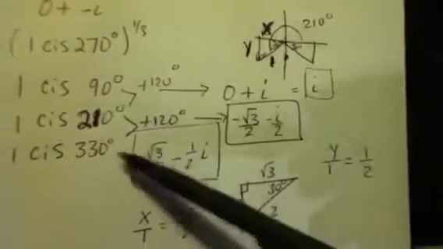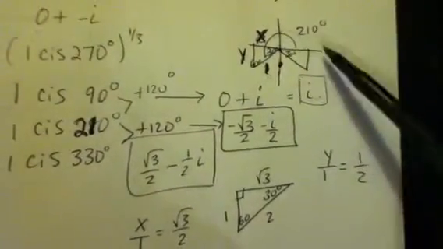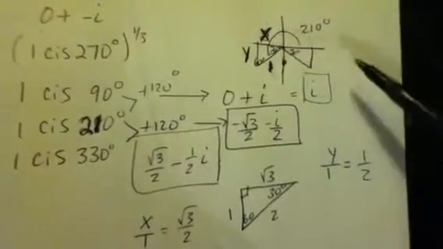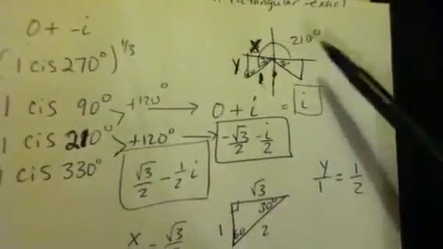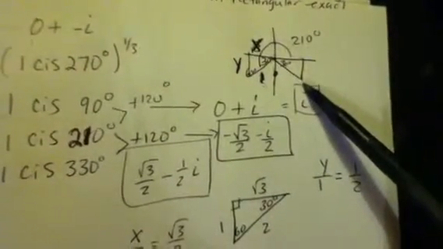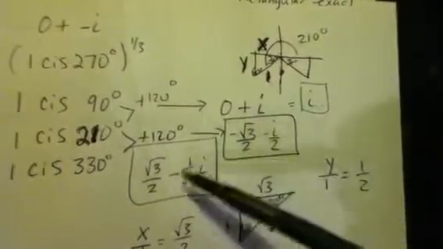And then I see that this triangle, the 330 degree triangle, is also a 30, 60, 90 triangle. So it's going to have the same sides. It's just the signs are going to change. The x should be positive here and the y should be negative. So that's what we did here. So there's your 1, 2, 3 answers.